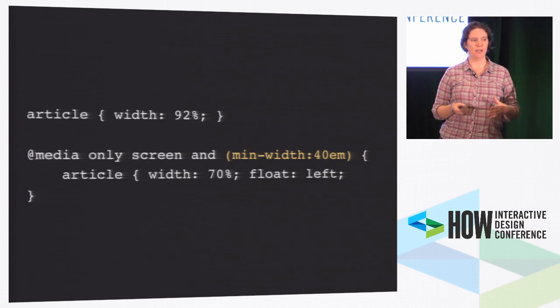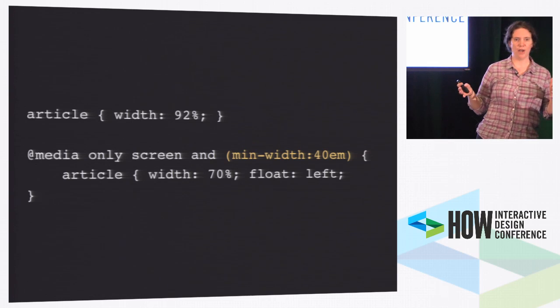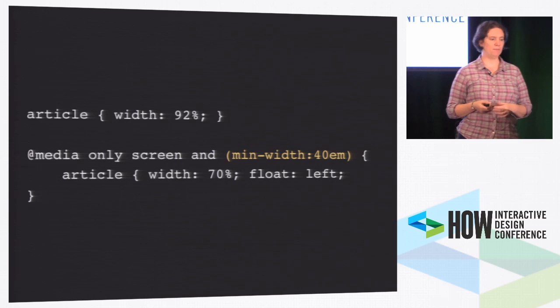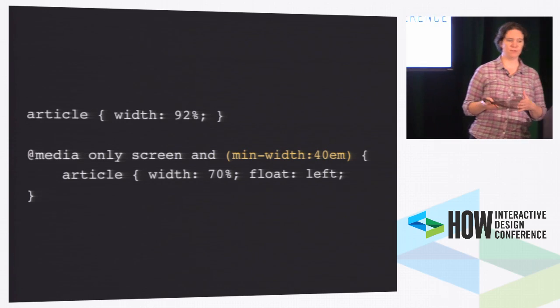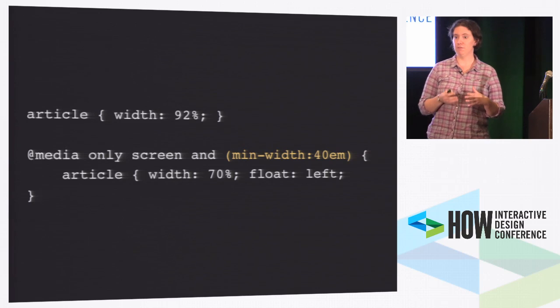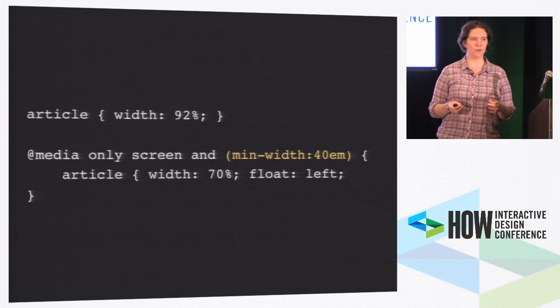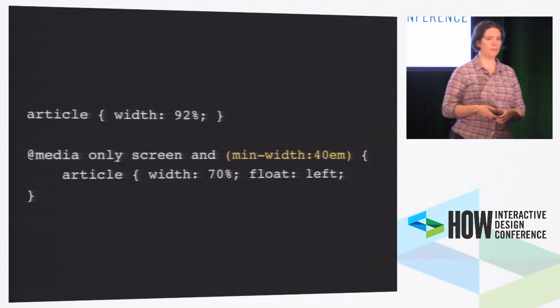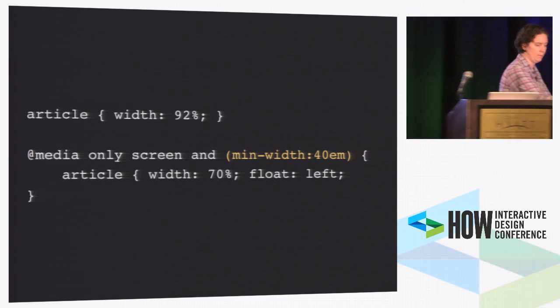It's saying to the browser, if the browser window is a width of 40 ems or wider, which is about tablet size, add this extra CSS in there and make the article maybe a width of 70% and float it to the left, like if you're doing a 2-column layout. So only if the browser window is that wide or wider is it going to take that CSS and apply it, giving the site a different style than if it was on a narrower screen.